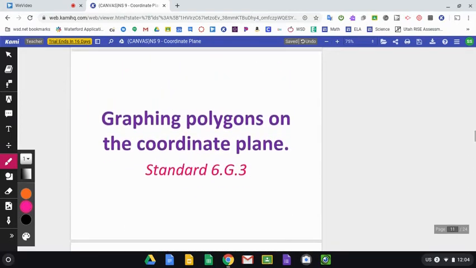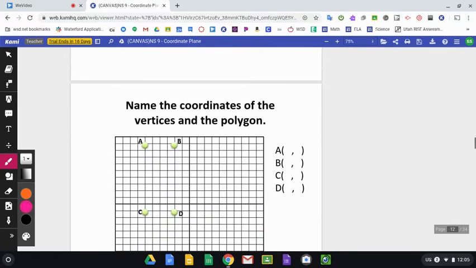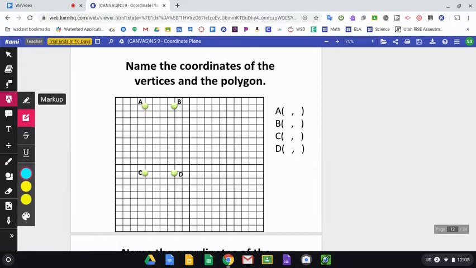Now, remember how we talked about we were going to find ordered pairs on the coordinate plane, find the quadrants on the coordinate plane. Now we're going to talk about polygons. In 5th grade, you learned about polygons. A polygon is a closed shape with at least 3 sides. Okay, so let's look at this. And I'm just going to highlight really quick for us so that we can see. Here's our y-axis. Here's our x-axis. It's kind of hard to see on here.